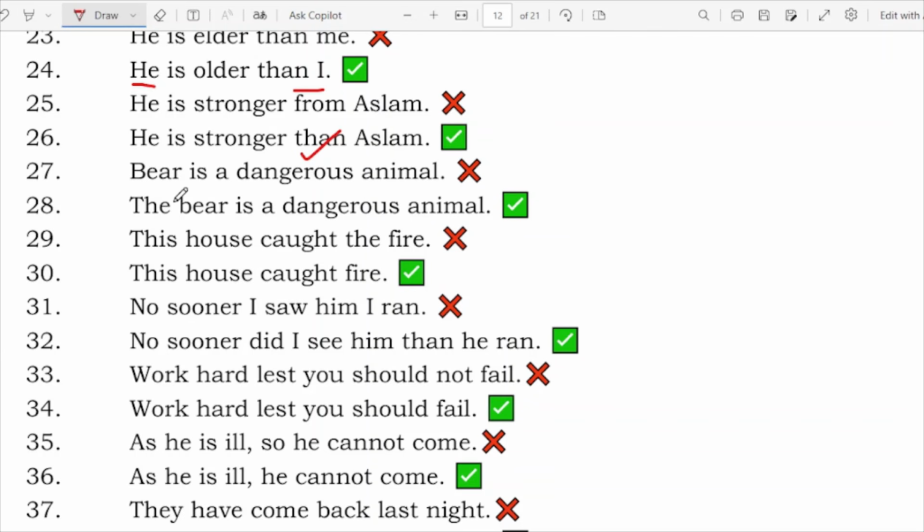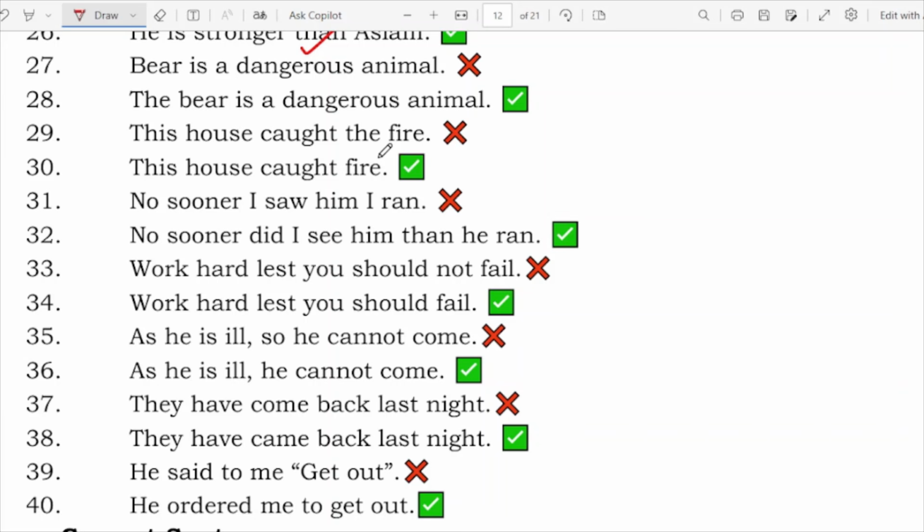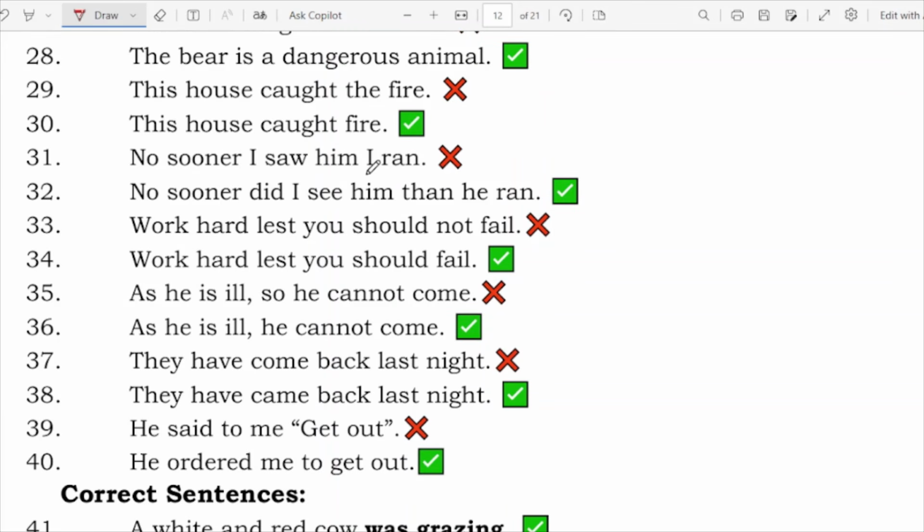Same with the dog, the horse. The cow is a useful animal. This house caught fire. No article is used over here before fire. The house caught fire. No sooner did I see him than I ran.